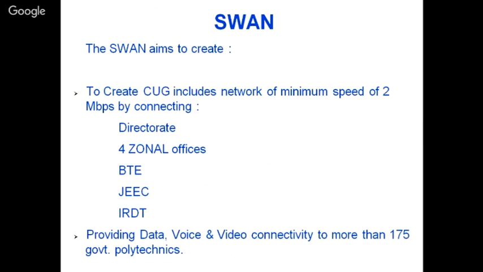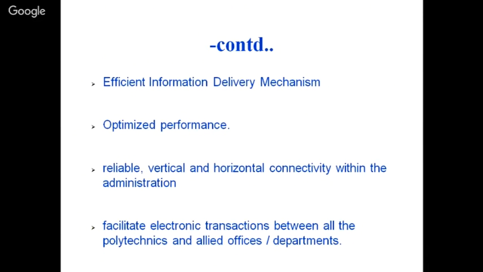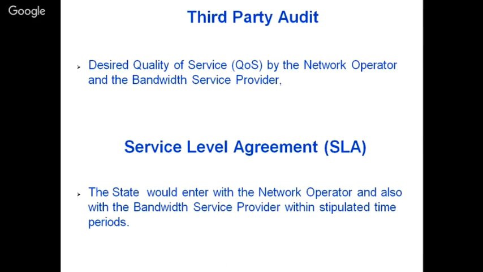Data, voice and video connectivity to more than 175 government polytechnics. Okay, what they expect: an efficient information delivery mechanism, optimized performance that we have discussed along with the presentation, reliable vertical and horizontal connectivity within the administration, and facilitating electronic transactions between all polytechnics and allied offices and departments. And for third-party audit, they would like the desired quality of service by the network operator and the bandwidth service provider. The state would enter into an agreement with the network operator and also with the bandwidth service provider within stipulated time, like we have here in NITTTR Chandigarh, with BSNL.